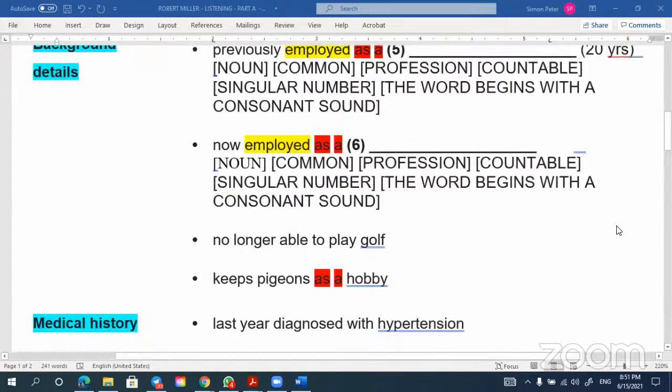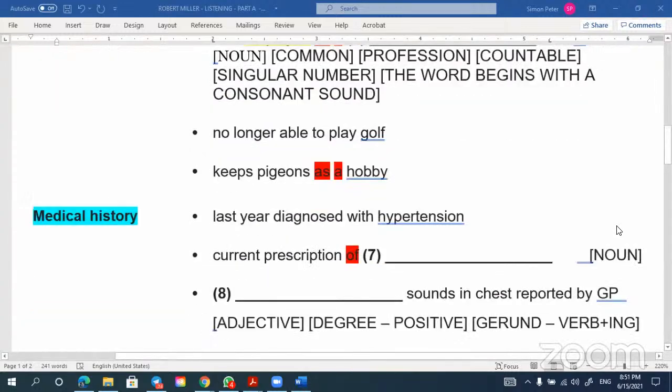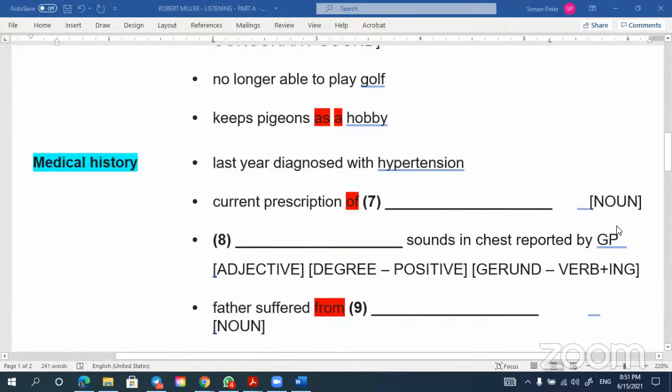And are you finding it less physically demanding? That's right. I just haven't got the stamina now for anything else. In fact, I've even had to give up my golf. Can't manage it anymore. Any spare time now goes on looking after my pigeons. I've done that since I was a teenager. Oh, very nice. And what about your medical history?